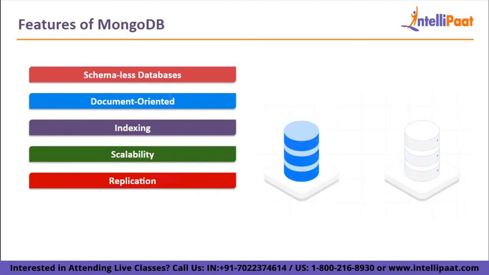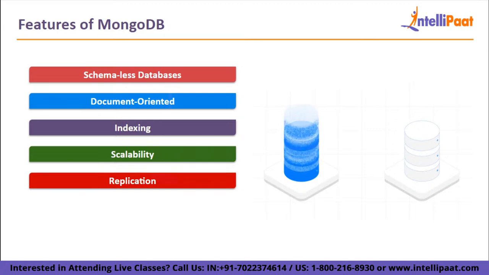Next is replication. MongoDB offers high availability and redundancy by making multiple copies of the data and sending each of these copies to a different server. This way, in the event that one server fails, the data can still be retrieved from the other server.